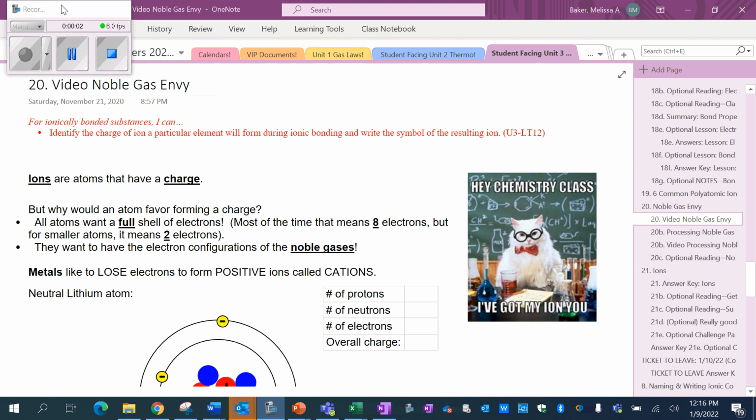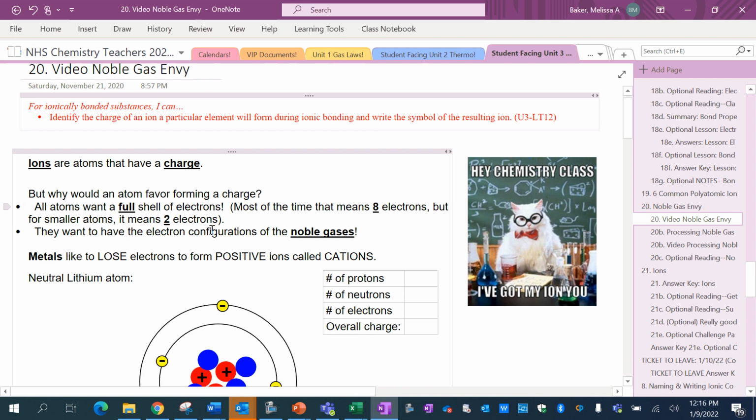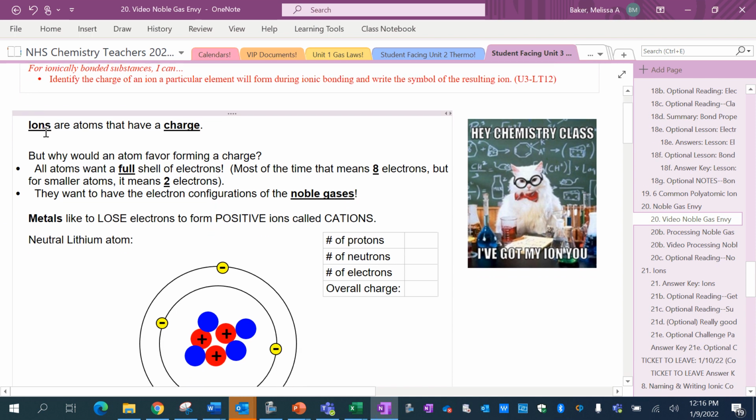All right, let's talk about the learning target that states: for ionically bonded substances, I can identify the charge of an ion a particular element will form during ionic bonding and write the symbol of the resulting ion. Again, ions are atoms that have a charge, and that comes from gaining or losing electrons.